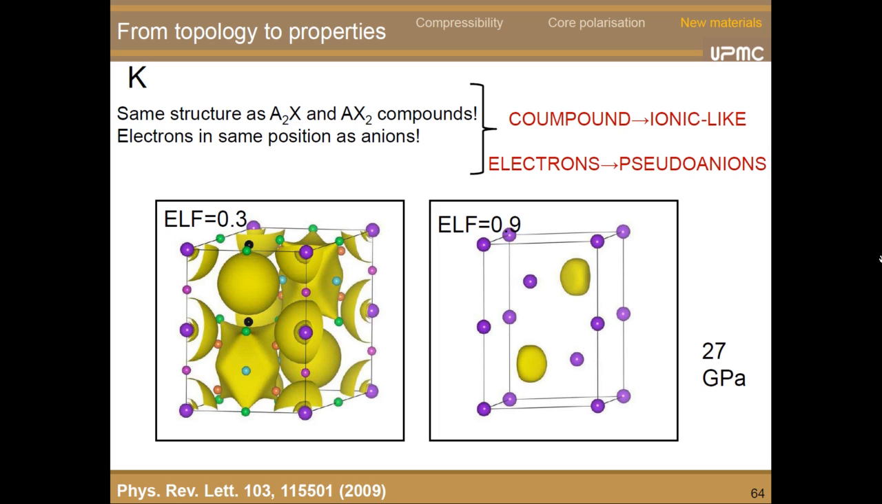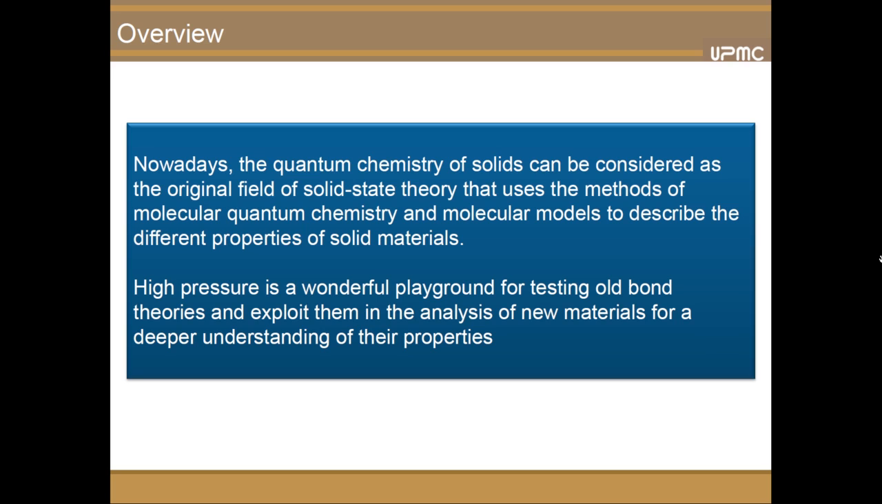More interesting, same thing for potassium. In this case, when we analyze the high pressure structure, here we have the cations, then pseudo-anions. We can see that these pseudo-anions were localized in the same Wyckoff positions as real anions in A2X and AX2 compounds from potassium. So basically, these pseudo-anions are taking the same place as real anions in our structure and are giving rise to the same properties as any ionic structure in potassium.